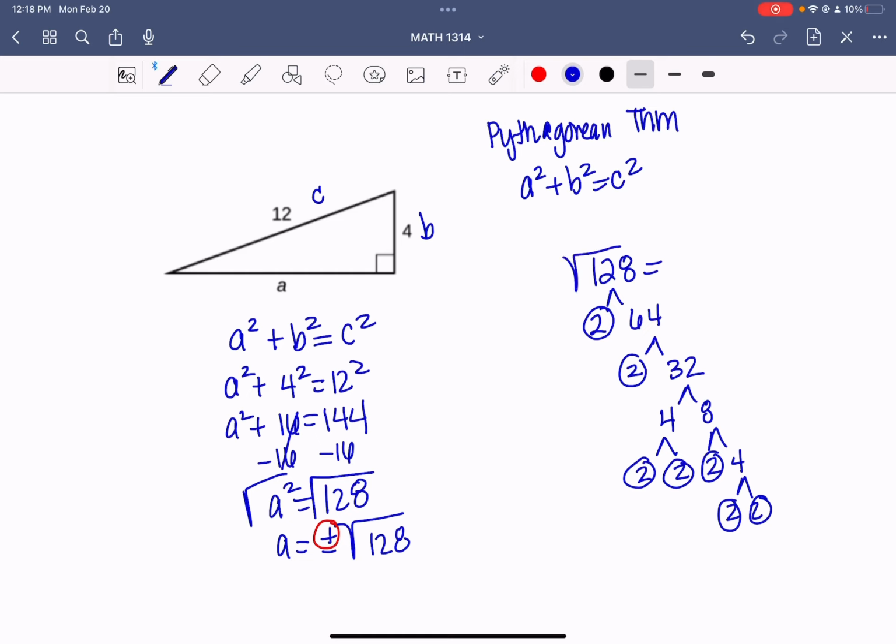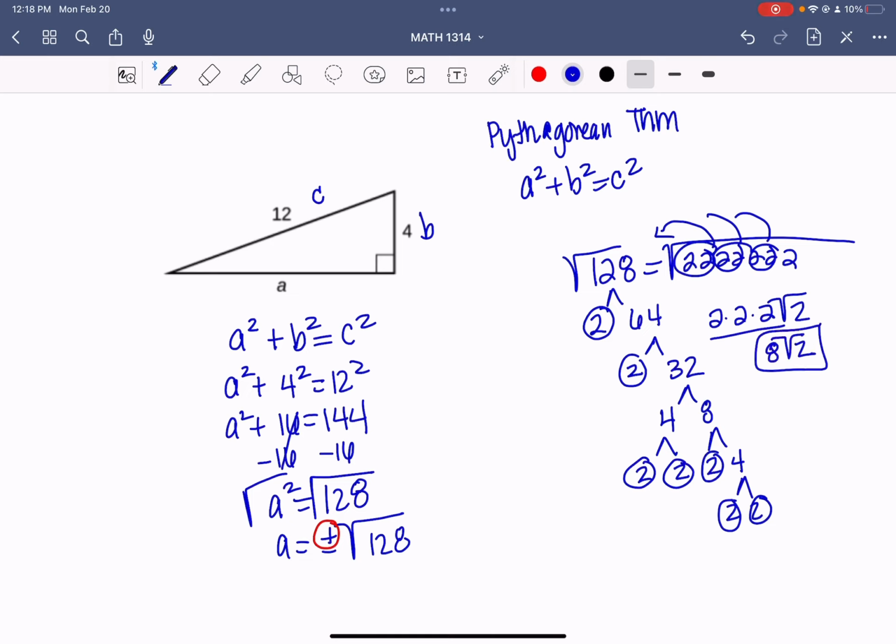So the square root of 128 breaks down into 1, 2, 3, 4, 5, 6, 7 twos. So I'm just going to write that out. And then you look at pairs. So like this 2 could come out, this grouping could come out, this grouping could come out. So I'm left with 2 2's outside and a 2 on the inside, and you multiply these together. So it gives me 8 square root of 2. So A is equal to an exact answer of 8 square root of 2.